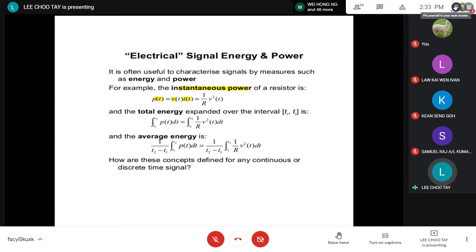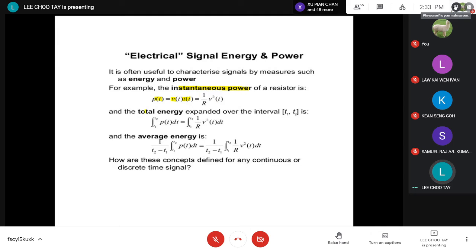So that is power. And we can also write it in the form V squared t over R, right? Why V squared t over R? Because I is equal to V over R, isn't it? Okay, so that is power.